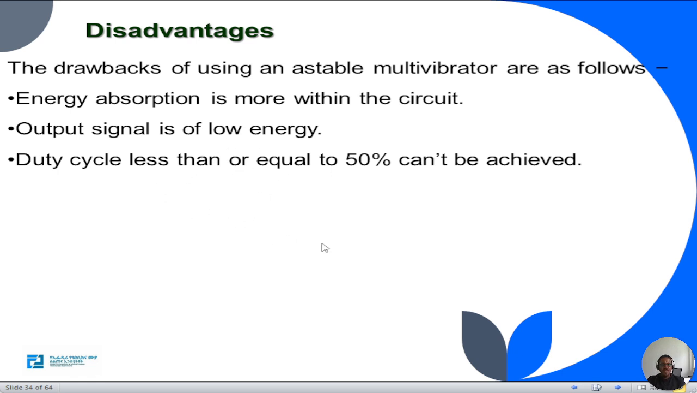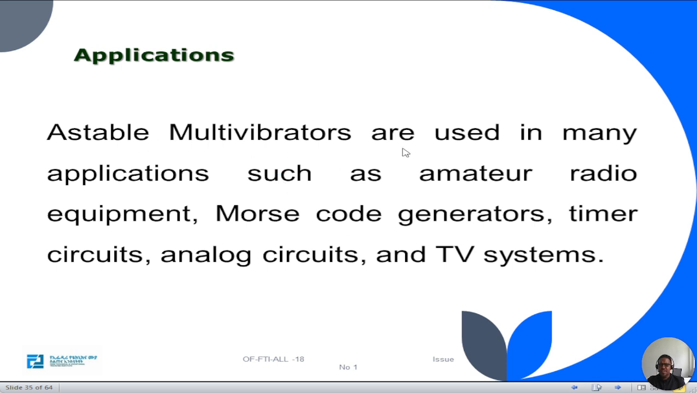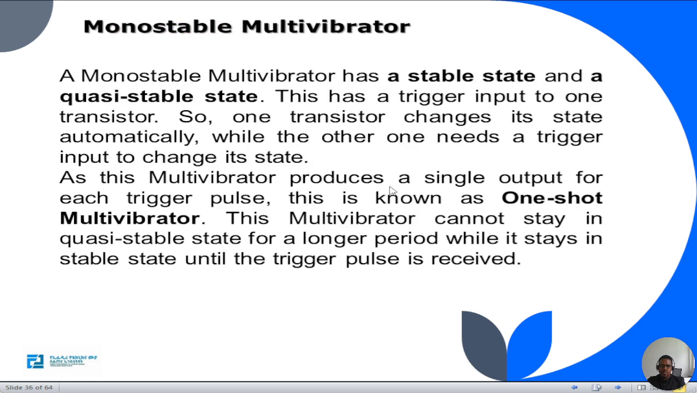So where is the astable multivibrator applied? Astable multivibrators are used in many applications such as amateur radio equipment, Morse code generators, timer circuits, analog circuits, and TV systems. Now the next, let's see about the monostable multivibrator and also how the monostable multivibrator works.